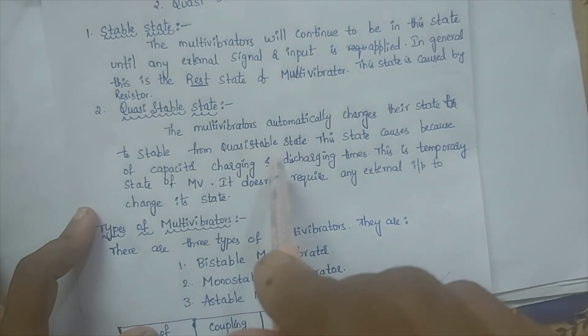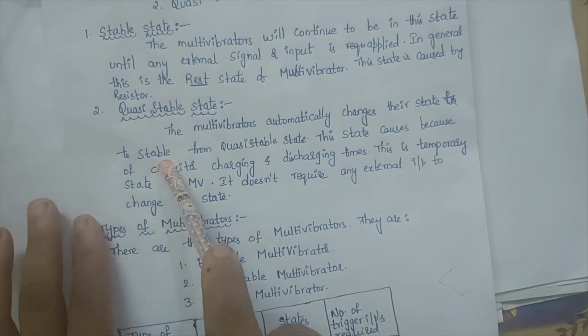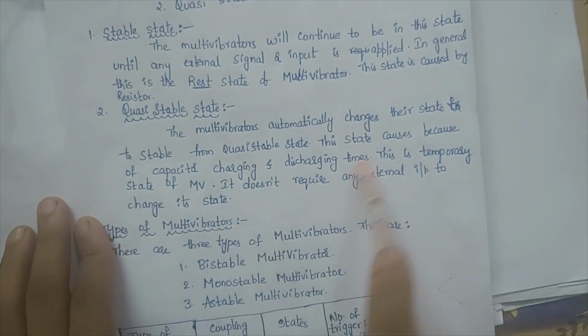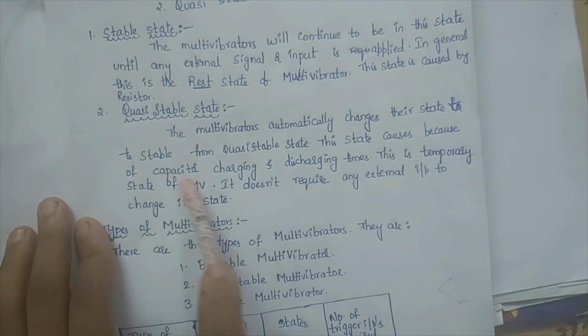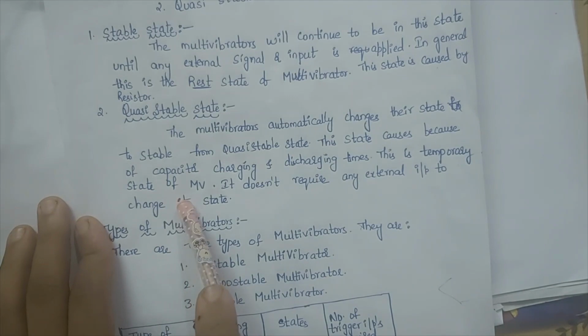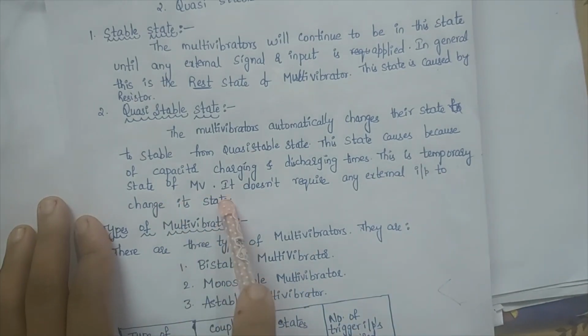So this is the temporary state of a multivibrator. It automatically changes from the quasi-stable state to the stable state. This state is caused because of the capacitor's charging and discharging times. This is the temporary state of the multivibrator. As I said earlier, it doesn't require any external input to change its state.